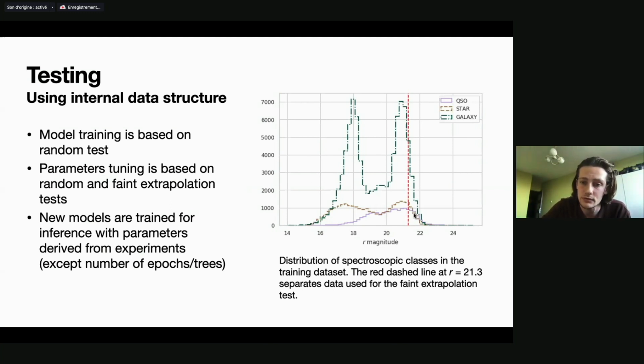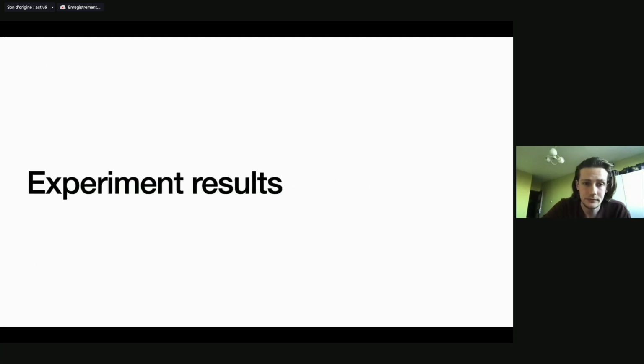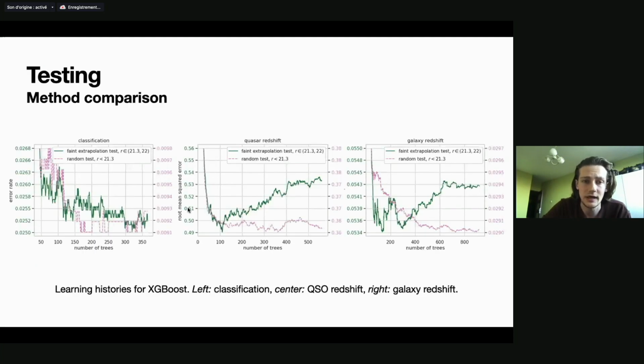So we basically create two testing subsets. One is the faintest objects from the training data, and another one is a randomized subset coming from the rest of the data. So basically we take 10% of the faintest objects, and this results in a cut on error magnitude of about 21.3. So now what are the results of this approach?